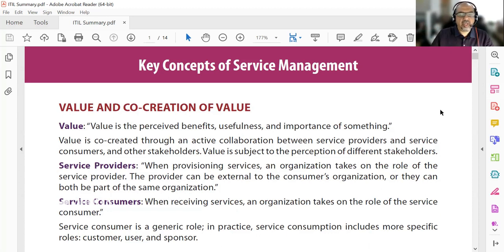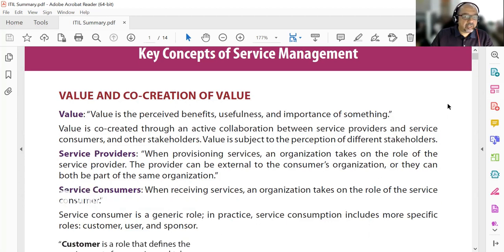So here we have two parties, two organizations, the service provider and the service consumer. Service provider here, from ITIL perspective and in this course, it's us, the IT organization, the IT department, the IT people. So we are the service providers. On the other hand, we have service consumers.